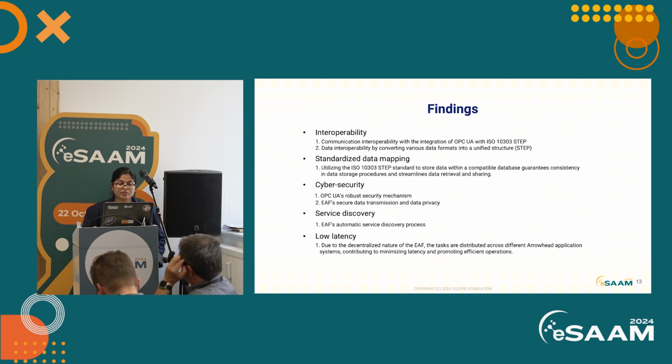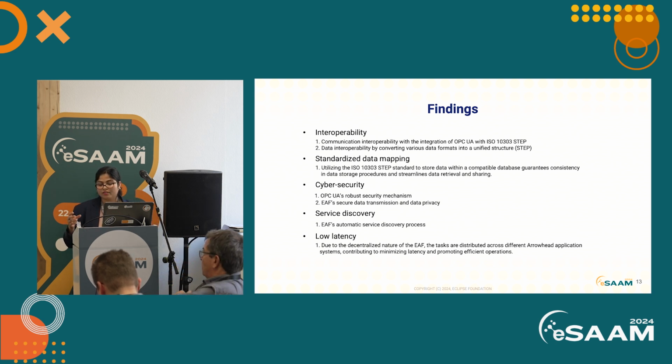We have cyber security due to the OPC UA security mechanism and the authorization system that we have in the Eclipse Arrowhead framework for secure data transmission and privacy. For the service discovery process, there is an automatic service discovery process of the service registry system where at runtime, if you add a new sensor, it can actually create a new service for the new sensor that was added. So that way it is automatic.